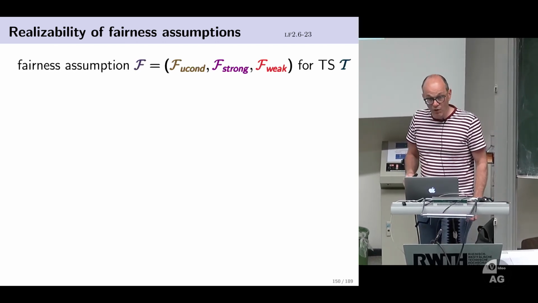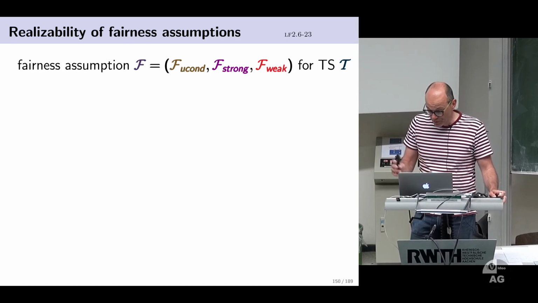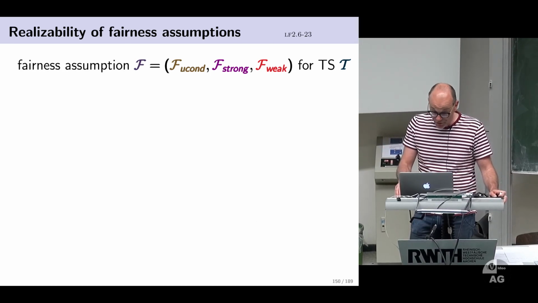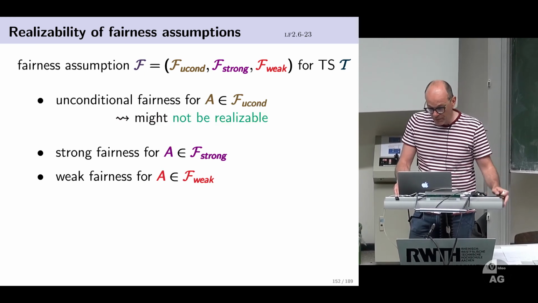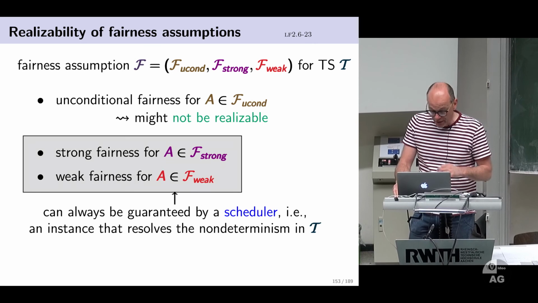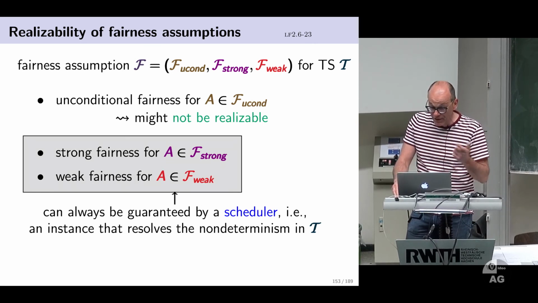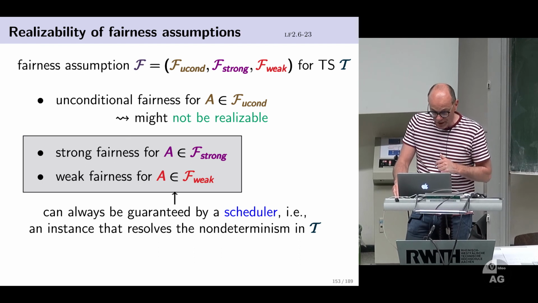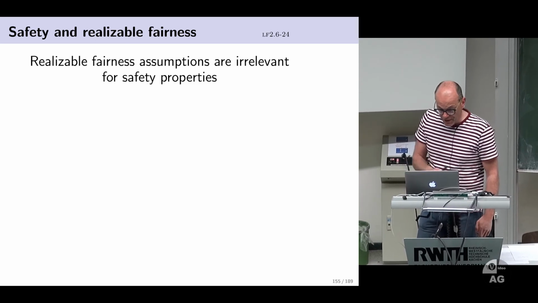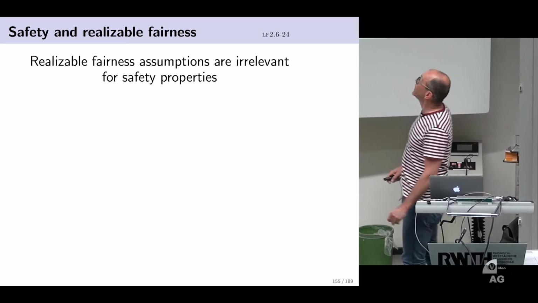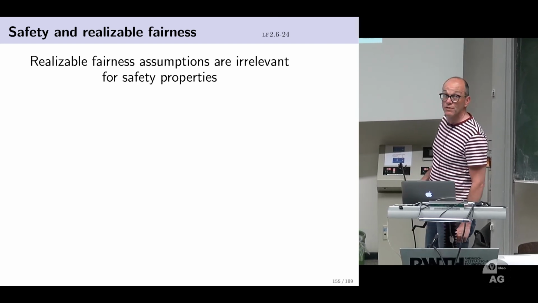Good. So I give you this fairness assumption, this triple of sets of actions. We have unconditional fairness. This might not be realizable. Weak and strong fairness typically can be realizable, guaranteed by some kind of scheduler. So typically it's the unconditional fairness that is the hard part. And now I come to the result that says basically realizable fairness assumptions are not relevant for safety properties.